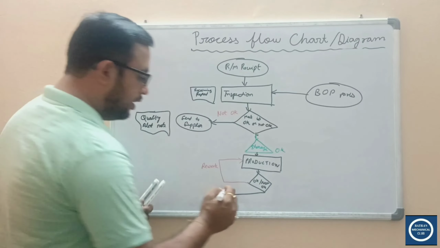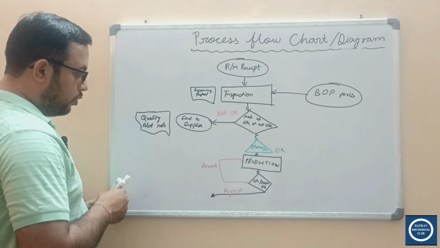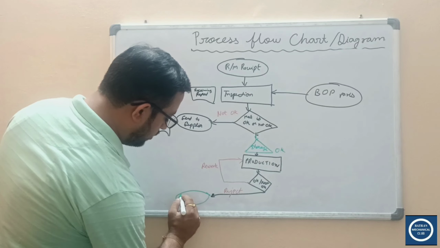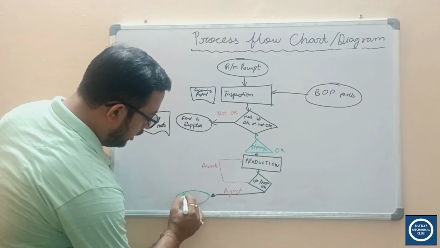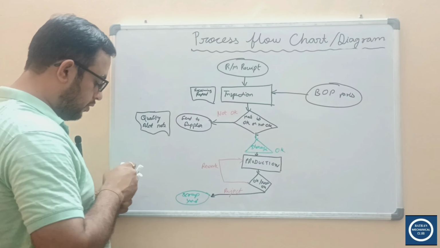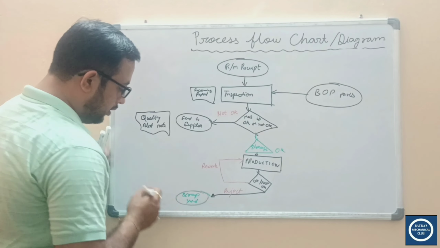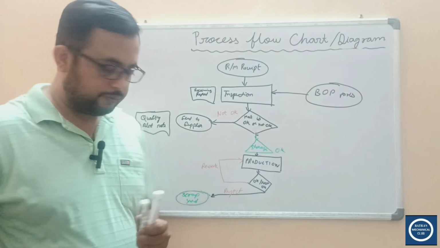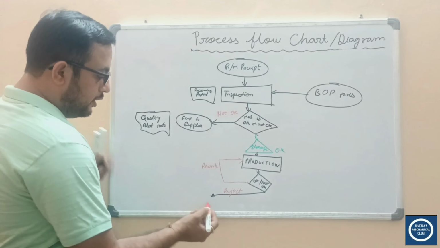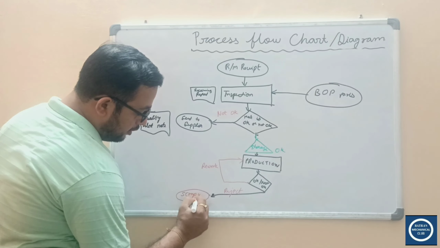Second thing, the material which cannot be processed or cannot be made okay will be counted as rejected material. Where will it go? It will go to your scrap yard. So this is your scrap material. One more process is completed here. This should be in red color, not green. So your rejected material will come here and go to the scrap yard.